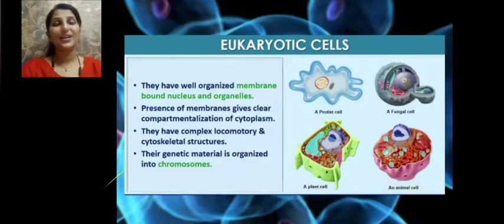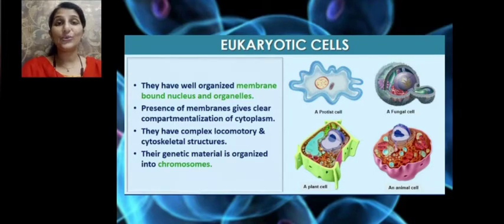U stands for true and karyon means nucleus. So those organisms who are having a true nucleus are called eukaryotes, and such cells of the eukaryotes are called eukaryotic cells. What are eukaryotic cells? They are having a well organized nucleus.